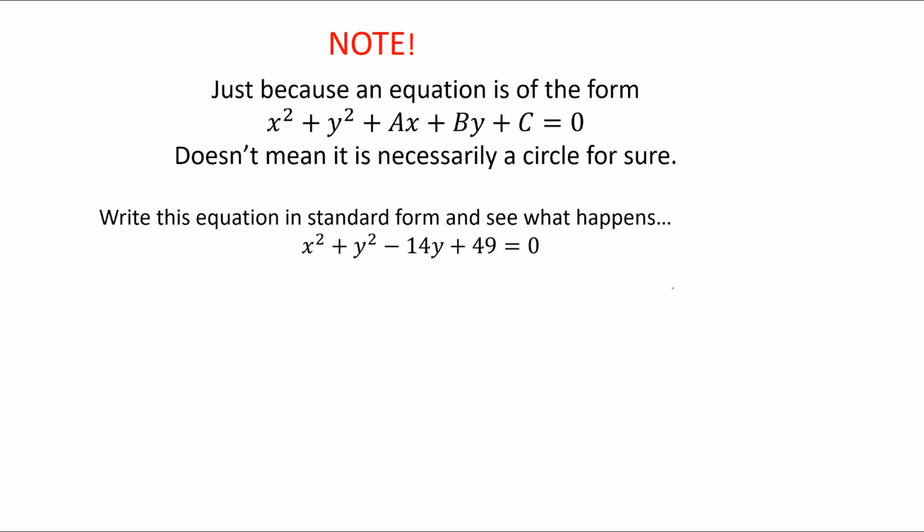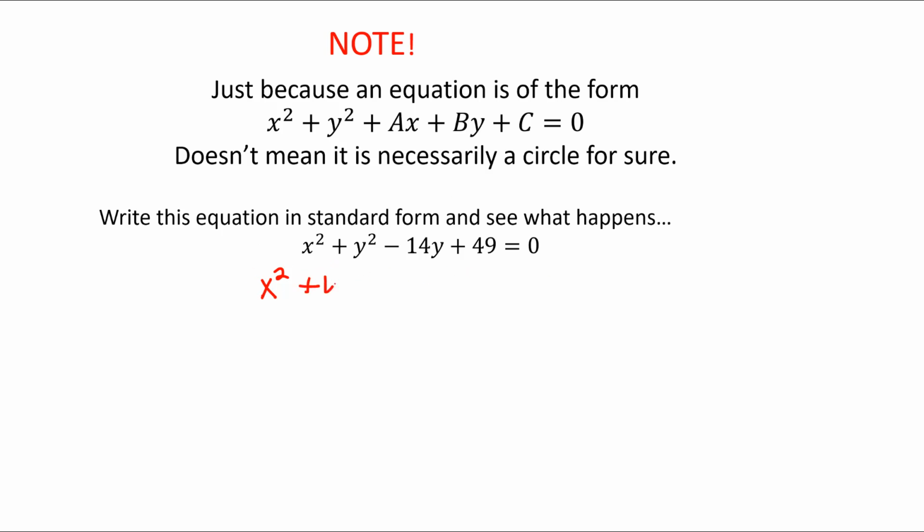Okay, a big note: just because an equation is of the form x squared plus y squared plus ax plus by plus c equals 0 doesn't mean it is necessarily a circle for sure. Sometimes it will be, sometimes it won't. You have to keep an eye on it and see what happens. So you're going to get your x's together, x squared. There is no other x term. You don't need to do anything to that.